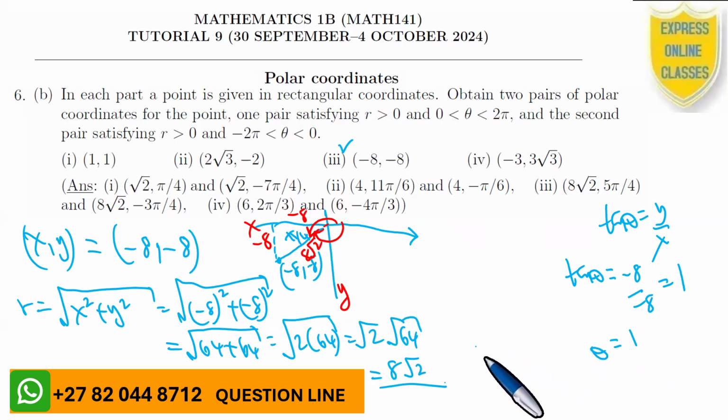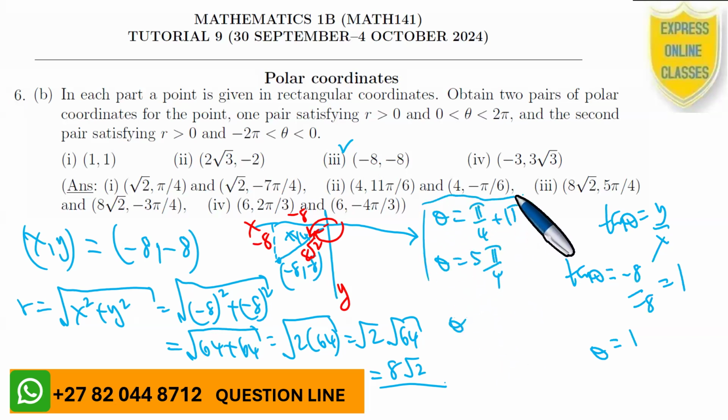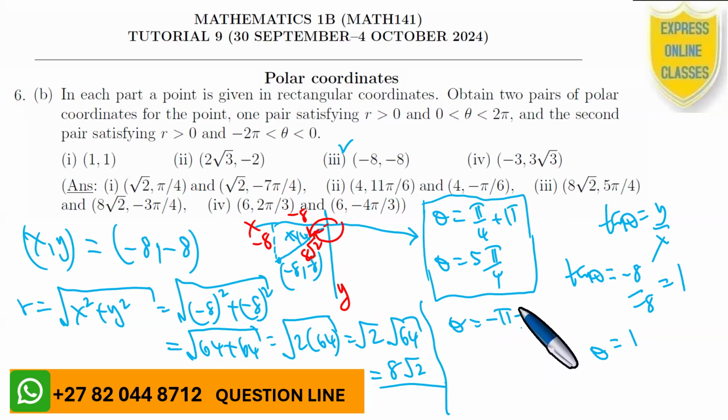But you need to think very carefully, because the angle theta is going to be pi over 4 plus pi, which is 5 pi over 4. Okay, but we have another angle, this is the positive one, so it's pi and then pi over 4. And then we're going to look at this one, which is the minus pi radians plus pi over 4, which is minus 3 pi over 4 radians.